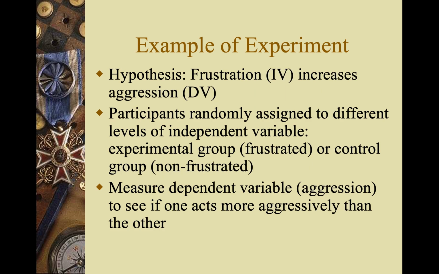Another example is frustration increases aggression. So participants are randomly assigned to different levels of the independent variable. There might be a group that's frustrated and there might be a group that's not frustrated. Then you would measure the dependent variable of aggression to see if one acts more aggressively than the other.